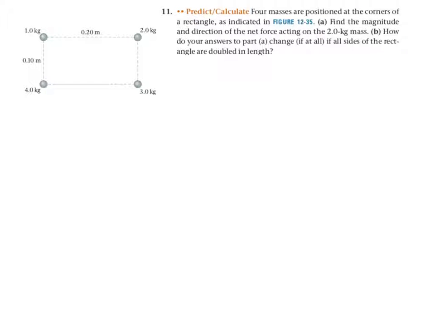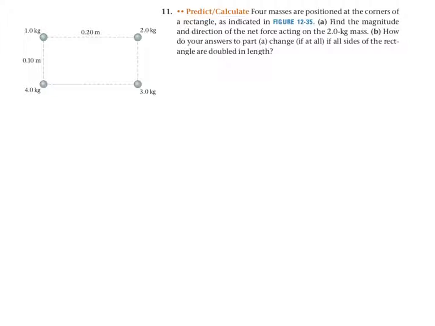Chapter 12, Number 11. Four masses are positioned at the corners of a rectangle as indicated in the figure. A. Find the magnitude and direction of the net force acting on a 2 kilogram mass. And B. How do your answers to part A change, if at all, if all sides of the rectangle are doubled in length? And we can actually answer B first.